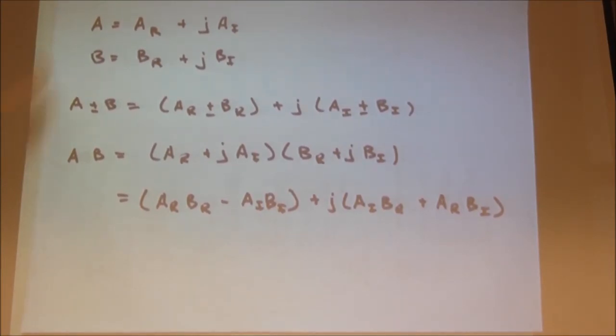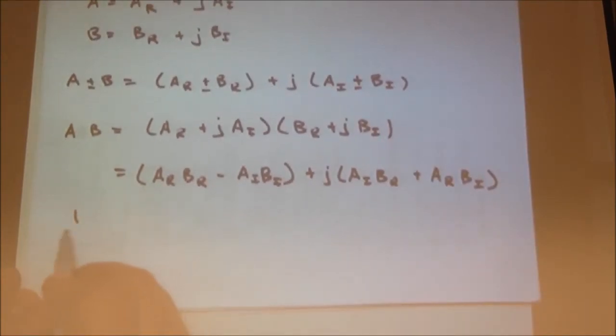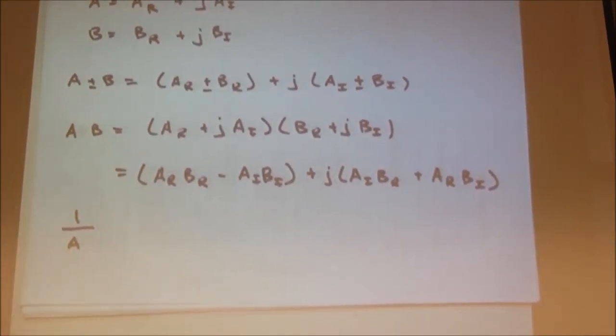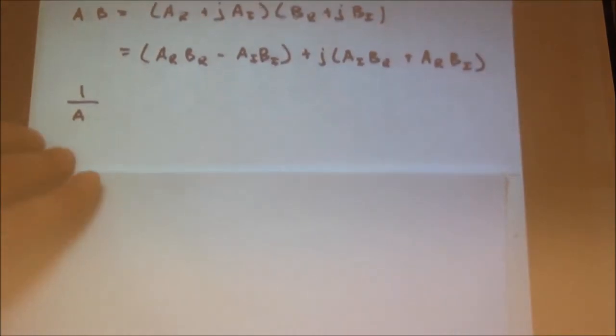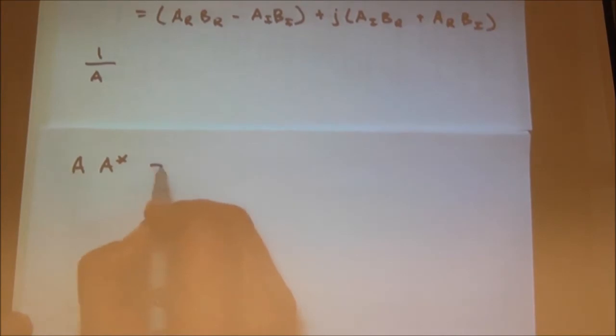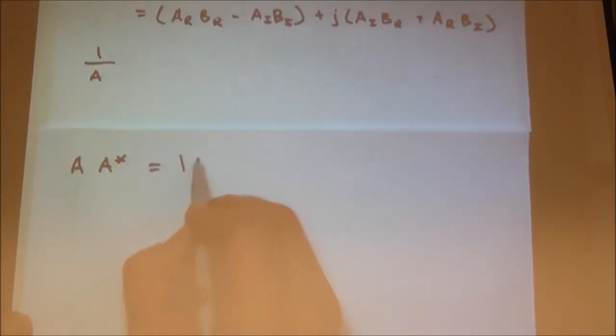Division may be a little bit more exciting. 1 over A. Well, here we typically take advantage of our complex conjugate rule. So before we do division, maybe I'll do something else first. A times A conjugate. That's often referred to as magnitude A squared, the magnitude of A.